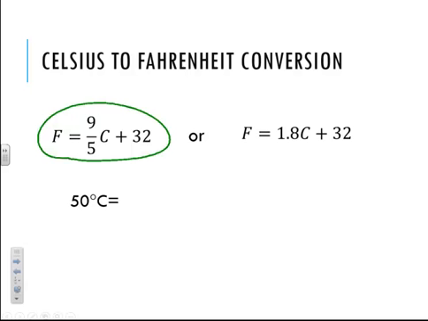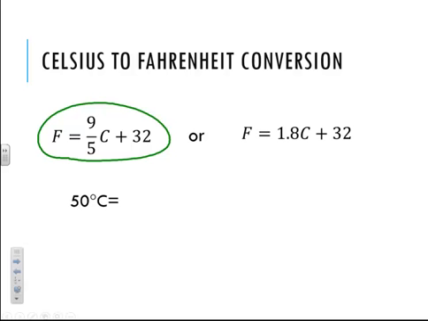This first one, Fahrenheit is equal to 9/5 times the Celsius temperature plus 32, or this one, Fahrenheit is equal to 1.8 times Celsius plus 32. It doesn't matter which one you use, but the second one is the one we're going to use because it doesn't require fractions. Let's plug our number in.